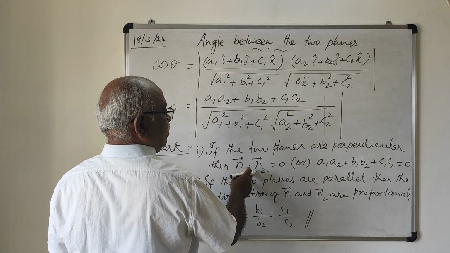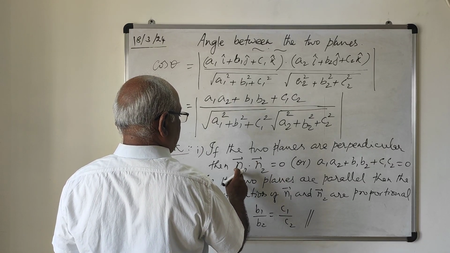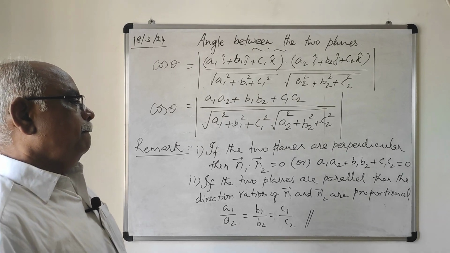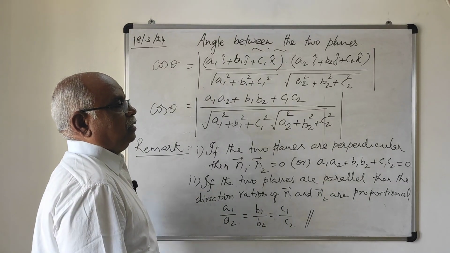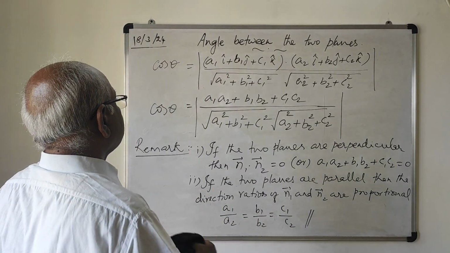If the angle between the planes is 90 degrees, then the dot product of the two normal vectors, n1 dot n2, is 0. And if the two planes are parallel, their direction ratios are proportional. Okay, now we will solve one problem.